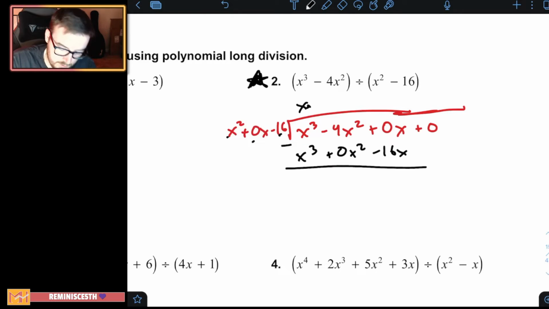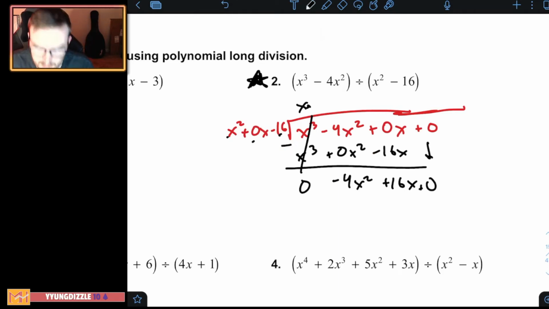Negative 4, well, this becomes 0. And negative 4 minus nothing is still negative 4x squared. And 0 minus negative 16 is plus 16x. And you bring down the 0. Not that that really does anything, but you bring down the 0.